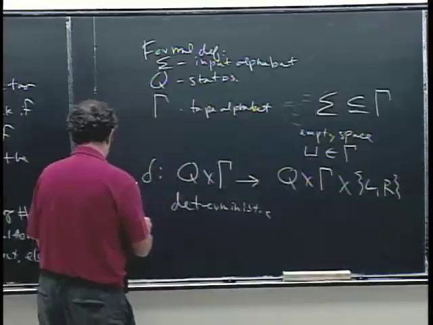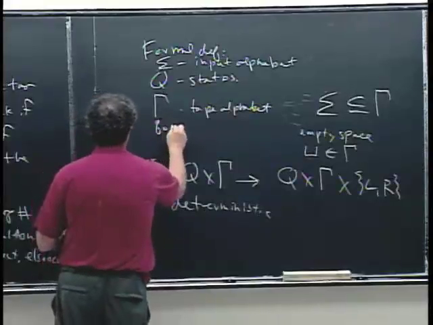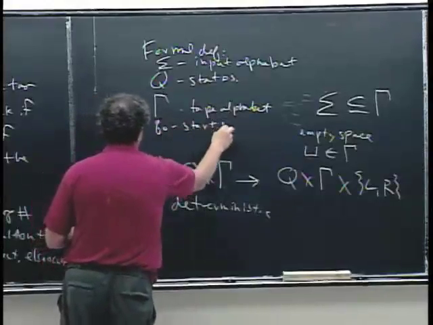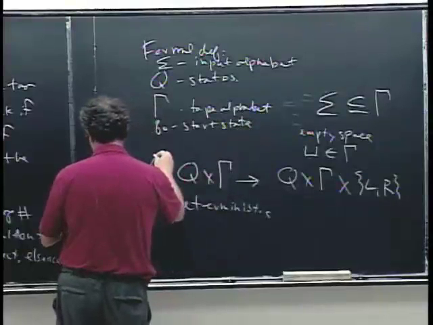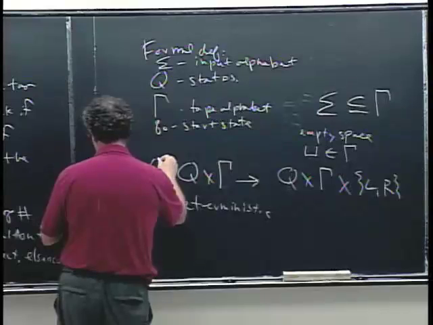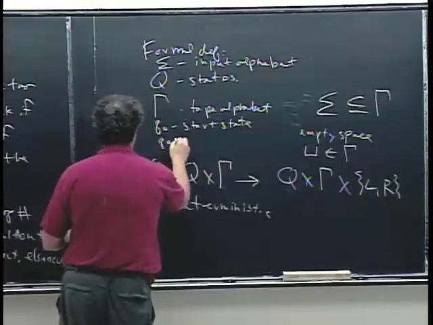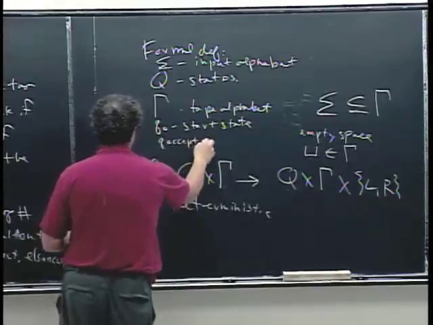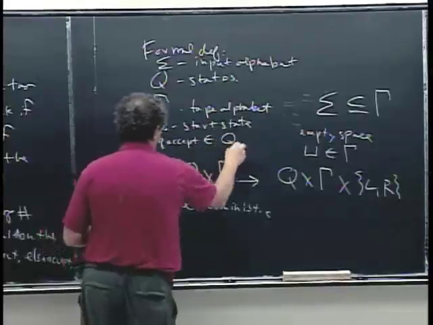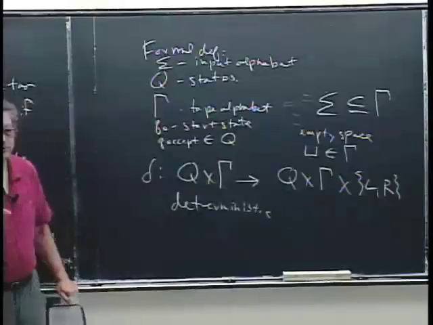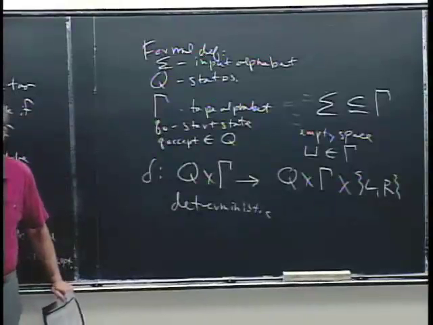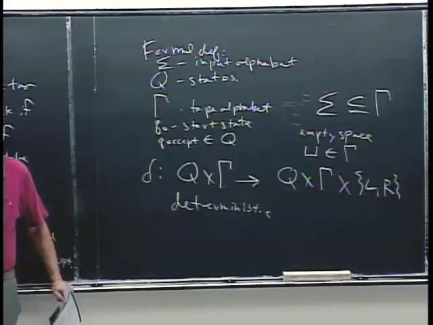We have Q0 is the start state. And we have Q accept is a state in Q. That's the accept state. And I also mentioned that in the computation of a Turing machine, as soon as it gets into the accept state, it accepts.